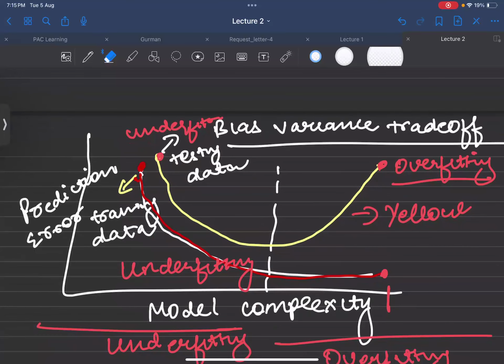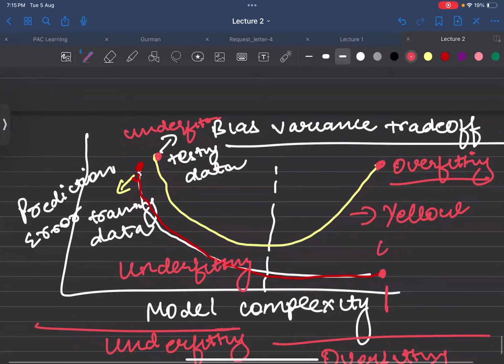Can you tell me the bias and variance here? In overfitting, ma'am, bias is less and variance is more. What I understood is bias means error in training data, and variance is like error in testing data.